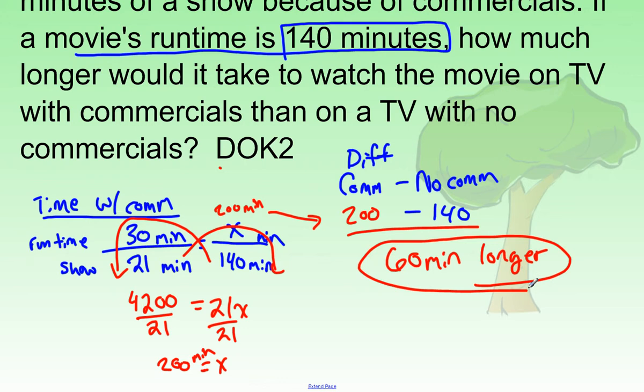So if you watch a normal length movie on TV, it's going to take you approximately 200 minutes, almost 3 hours. But if you watch it without commercials, which is a little bit longer than 2 hours, it's going to take you an hour shorter, 60 minutes less with no commercials than with commercials.